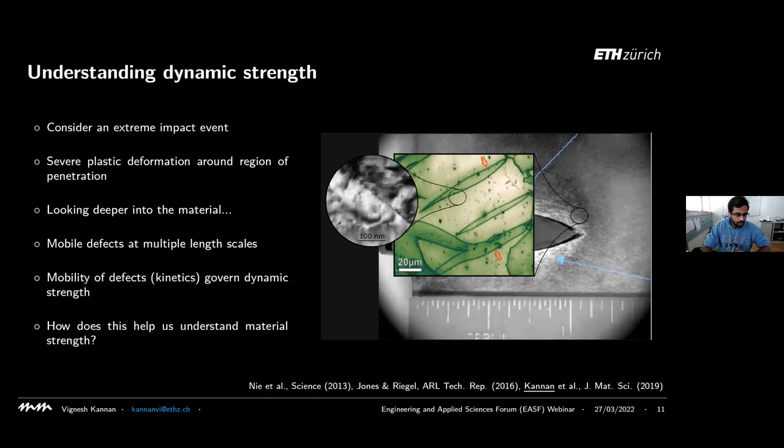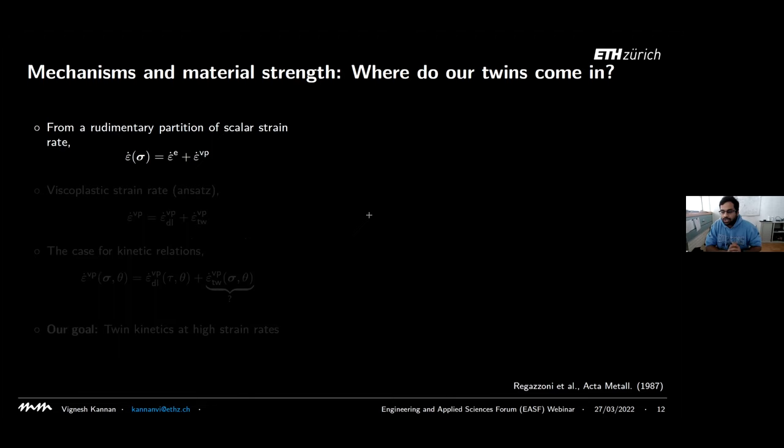At this point, we'll go into a very rudimentary partition of the scalar strain rate. So imagine you have the macroscopic scalar strain rate of your sample. We can separate that into an elastic and a viscoplastic component. For the viscoplastic component, you can define an ansatz. And this is, again, for now, let's just take this as an ad hoc ansatz, but we'll talk about it in a little more detail later on. So you can separate this into an effect of dislocations and deformation twins. And this is where the kinetics that I'm talking about comes from, right?